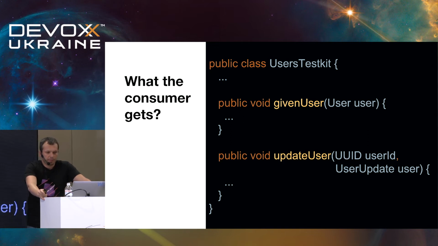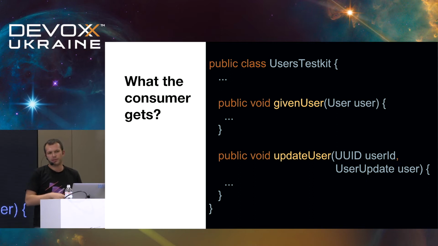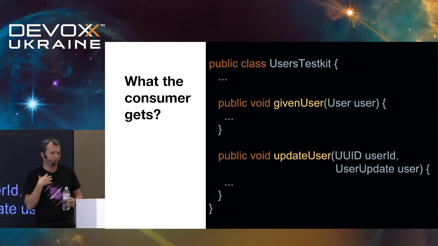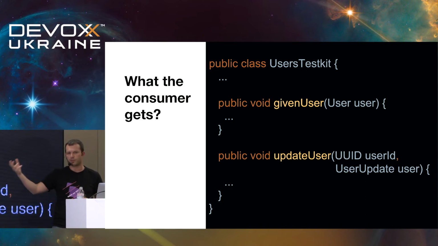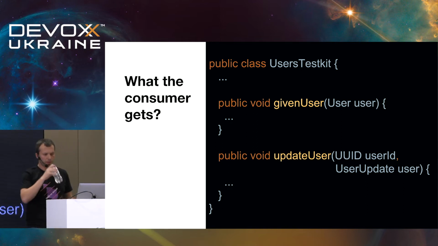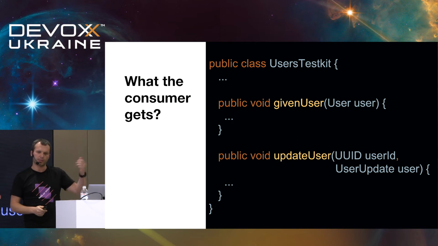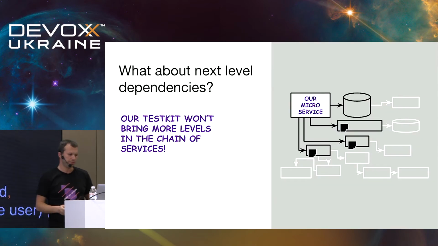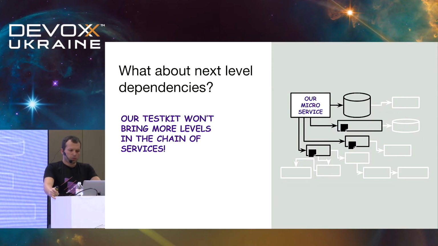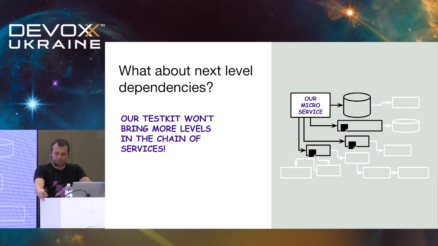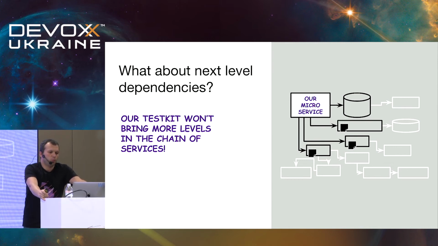So basically, this is how you do it. Now, an important thing is, what about the next level dependencies? I, as a service provider, have other dependencies, like we saw before, the database and other services. And we don't want the other services that use us to have them. So we are not bringing them. We will cut these dependencies.